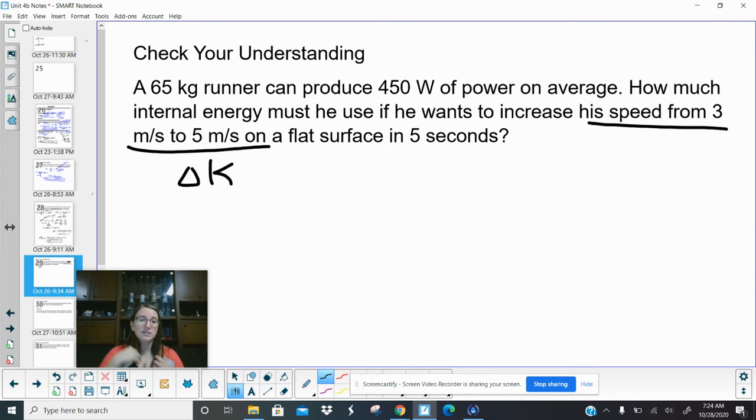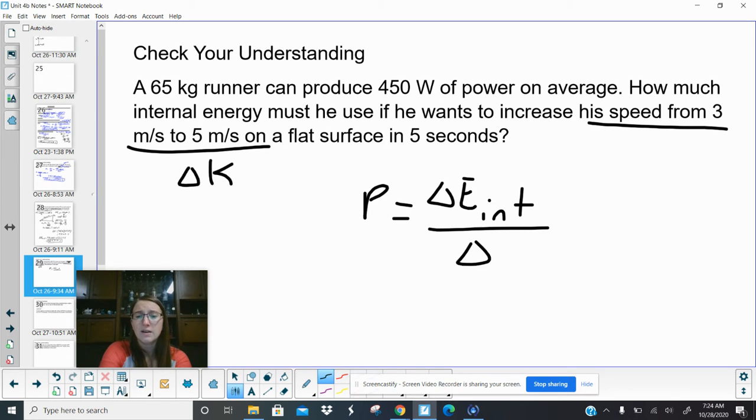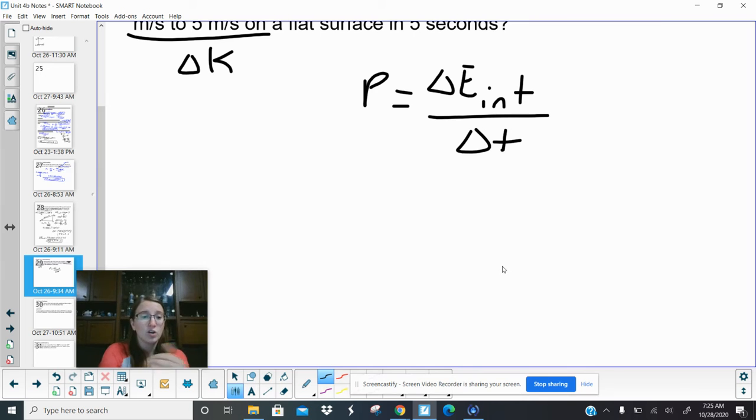So first off, we're going to use this general formula. Now, again, we're going to go ahead and first find just E internal, just addressing this as if it was a flat surface that we're not increasing our speed. So all we have to do to start with to find E internal is plug in power, plug in time. Once we get what E internal equals, we are going to add our change in kinetic energy to it.